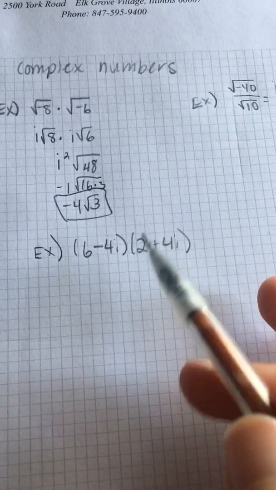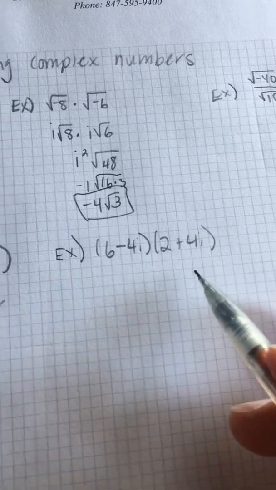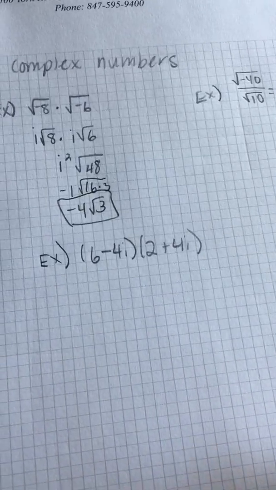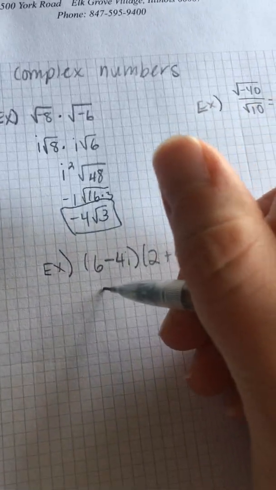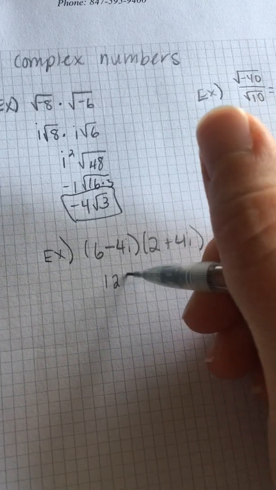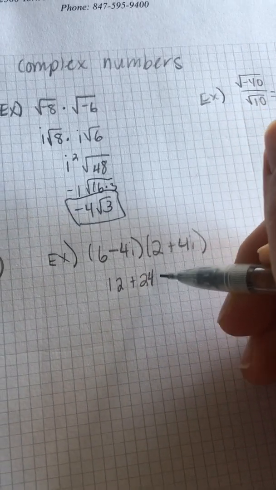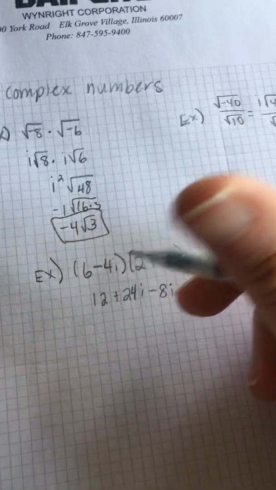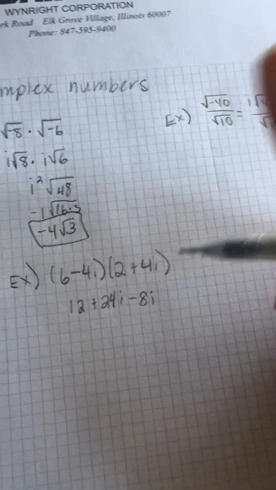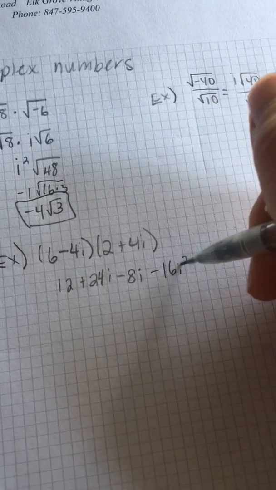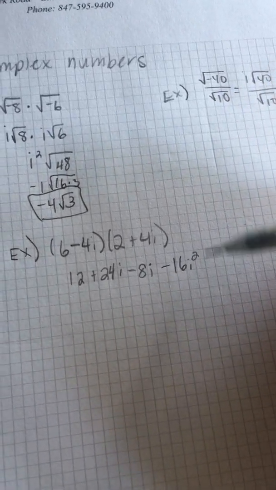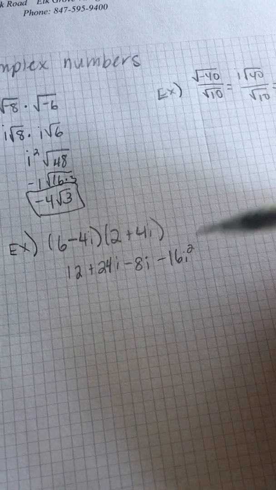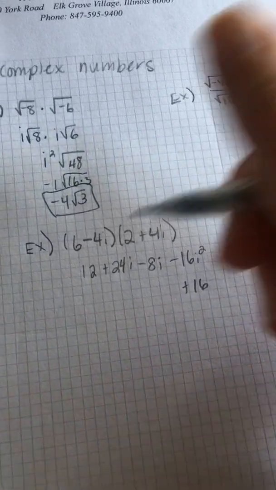I can tell in this one I'm being asked to multiply, so I'm going to multiply these together. I can't use the pattern because I see some difference, but not the same first term. So I have to distribute. 6 times 2, 12. 6 times 4i is 24i. And -4i times 2 is a -8i. And a -4i times 4i is a -16i squared. So what do we have to do? Well, we should sub in for i squared. Anytime we see an i squared, we should sub in a -1. -16 times a -1 is a +16.